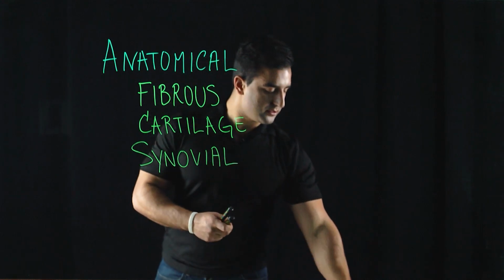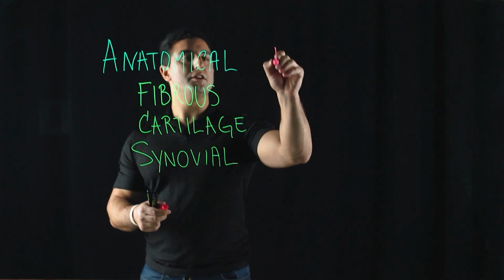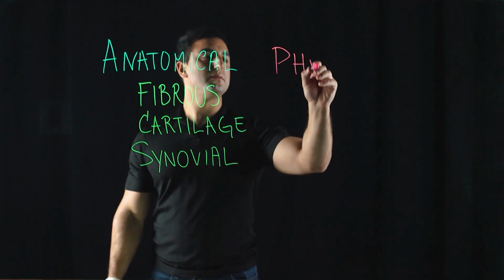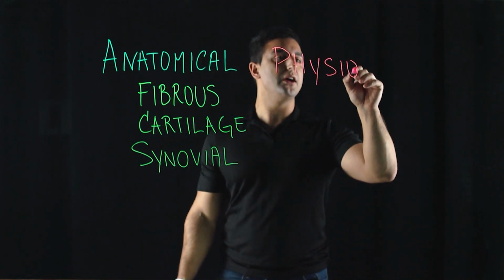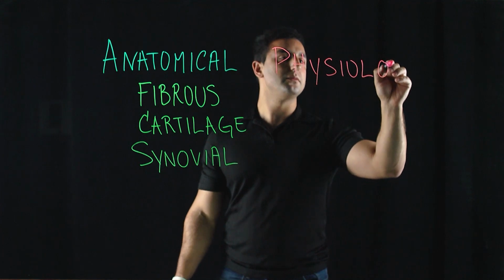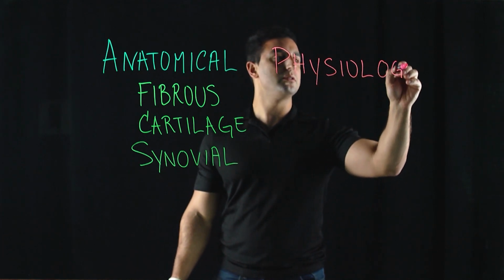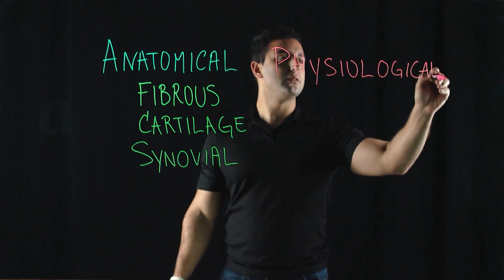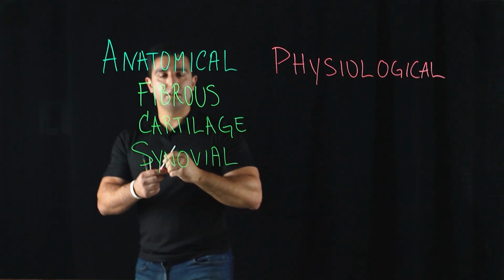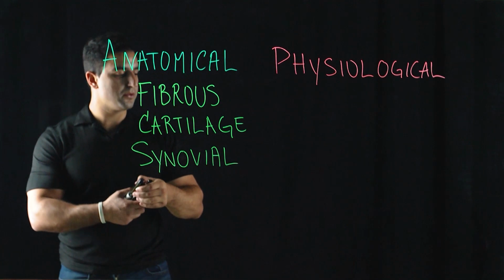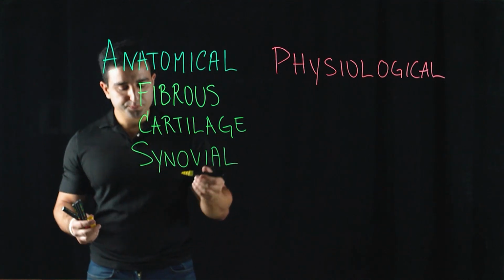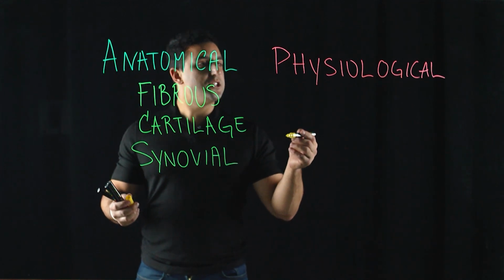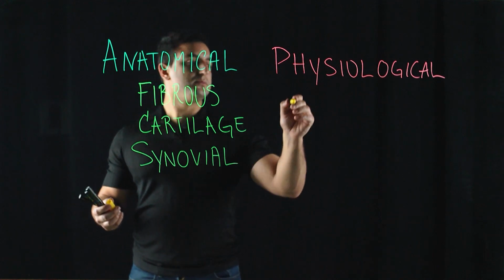Let's change the colors. Physiological, so in terms of function, in terms of mobility. All right, and what are these different types? Let's do it in yellow, if you can see yellow. Okay, so you have immobile.